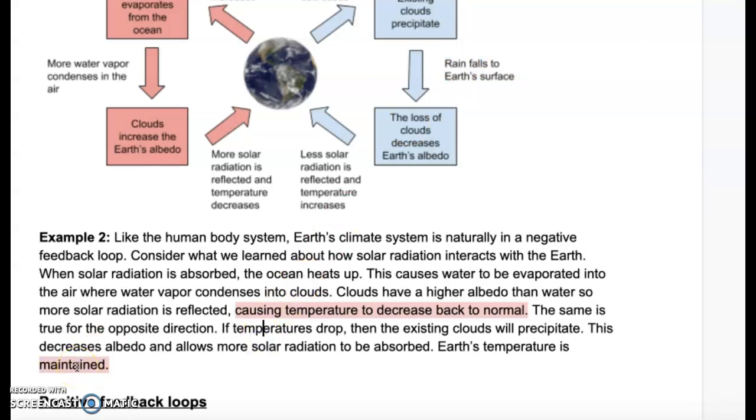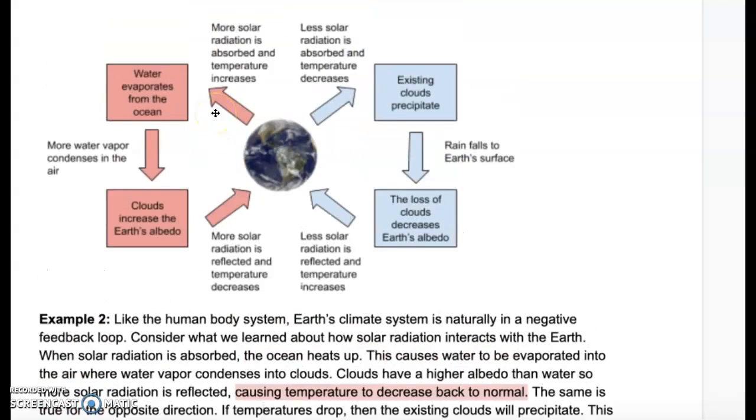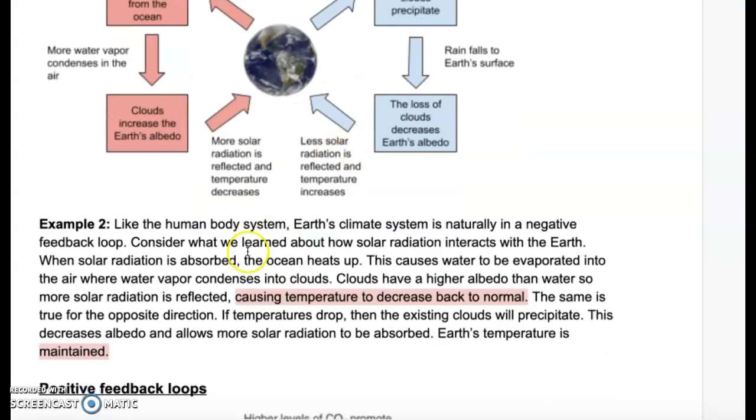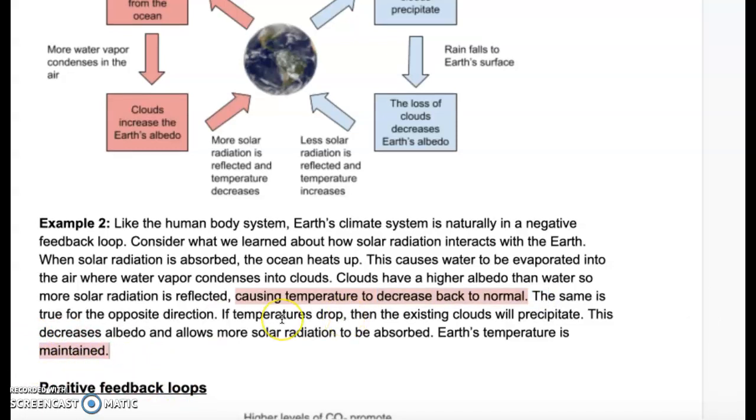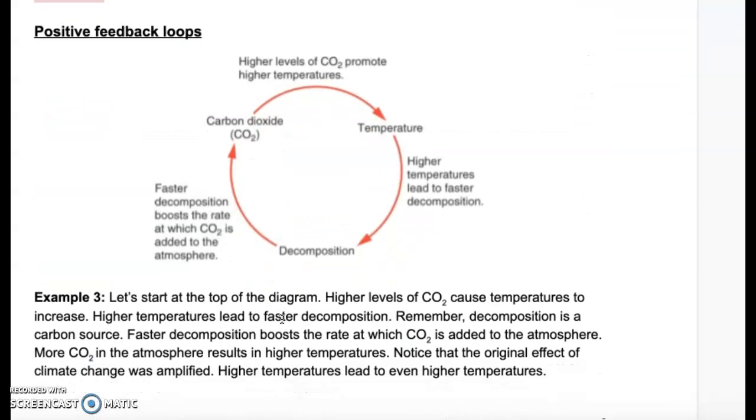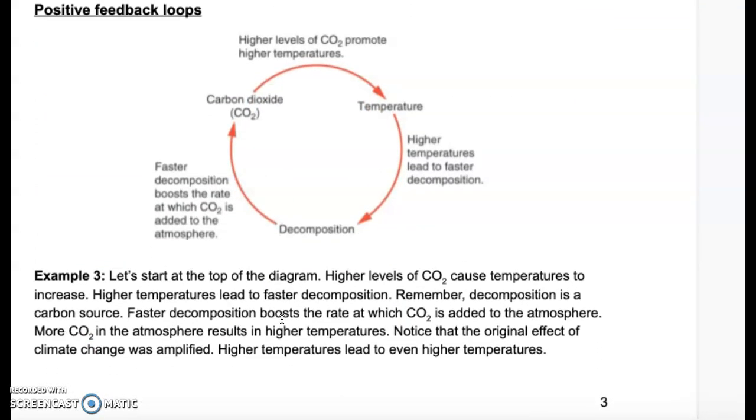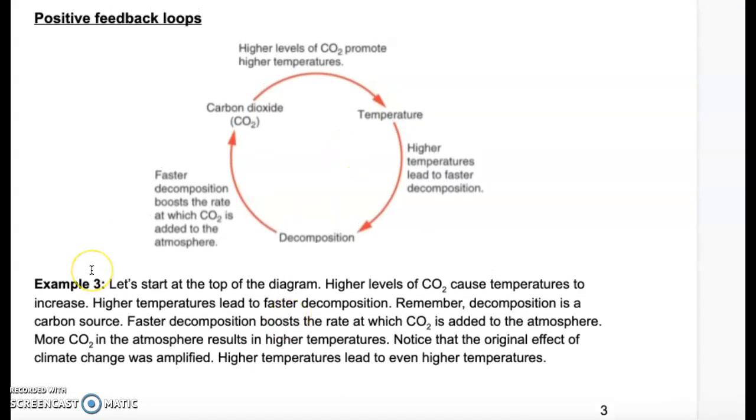So in both examples, when temperatures are too hot and too cold, we see both situations resulting in this back to normal, or the regular temperature is maintained, right? So those are keywords there. All right, so let's go to positive feedback loops. We're on the bottom of page 3.